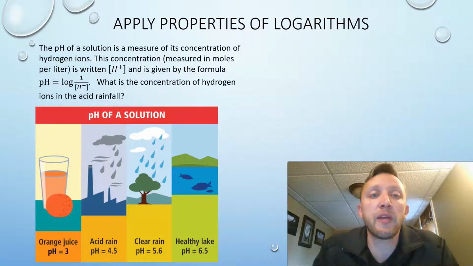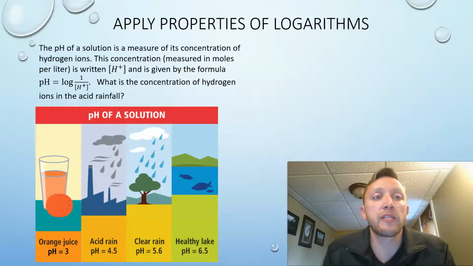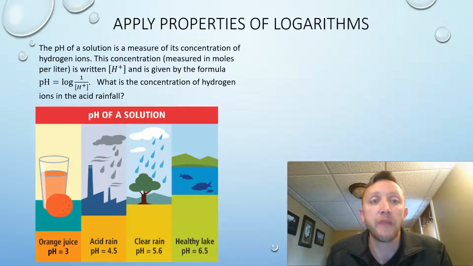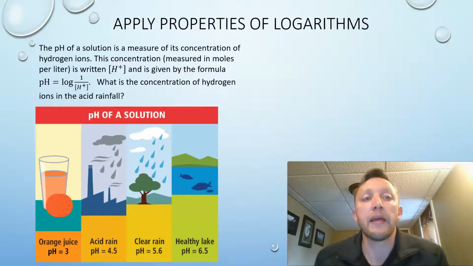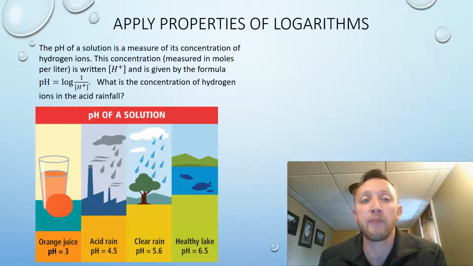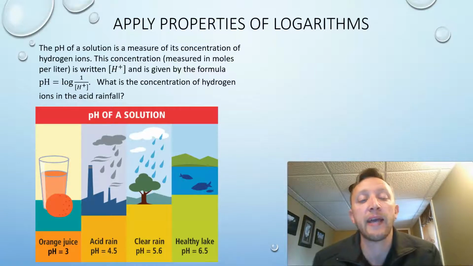So we're going to be applying some of those properties that we already learned about in day one. Here it says the pH of a solution is a measure of its concentration of hydrogen ions. This concentration, measured in moles per liter, is written H+, and is given by that formula where the pH is equal to the log of 1 divided by H+. What is the concentration of hydrogen ions in acid rainfall?